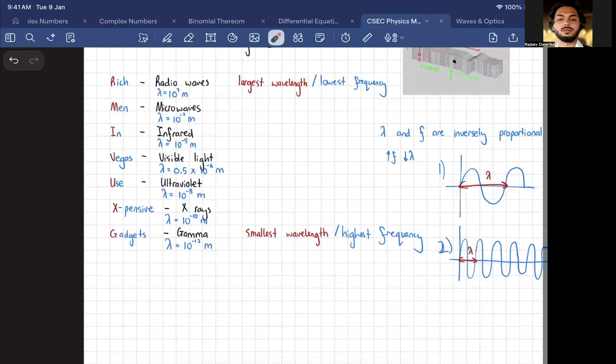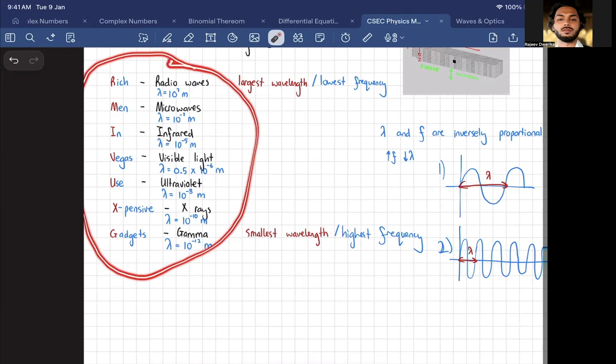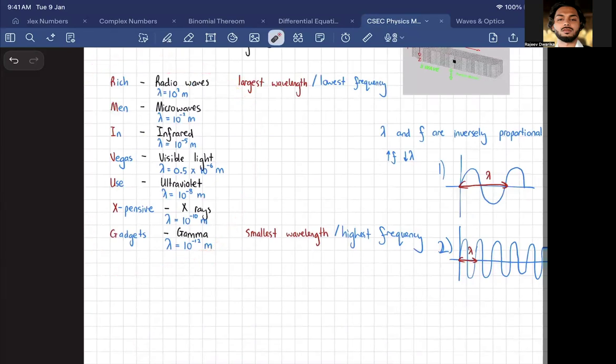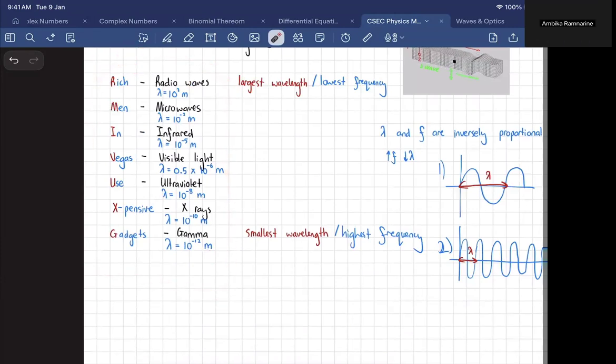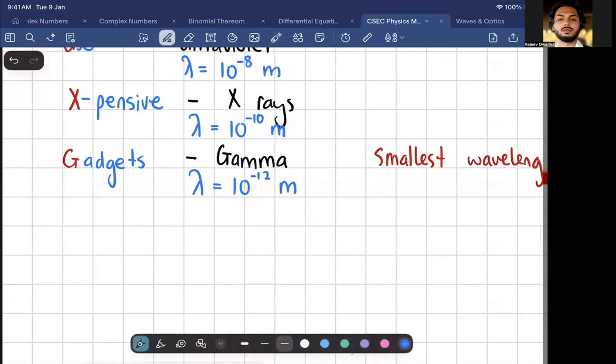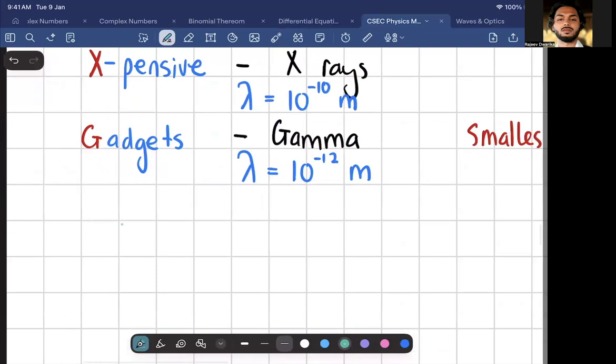Ambika, if you had to say, which one do you think has the most energy? Which one is the most dangerous here? Gamma rays. Yes, that one would definitely possess the most energy. And I'm kind of giving you a preview into CAPE. This is called Planck's law. E is equal to hf, where h is Planck's constant, E is energy, and f is frequency.